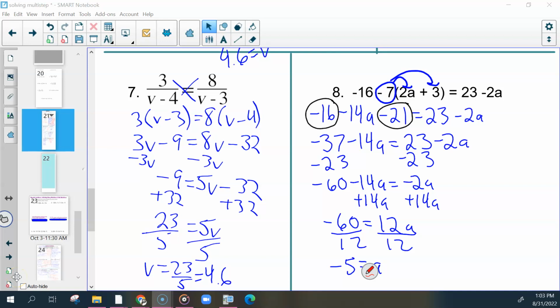Going to talk through it. If yours is not exactly like mine, it's okay. Remember, there are different ways to approach this. And then talk about the answer. So you should have cross multiplied.